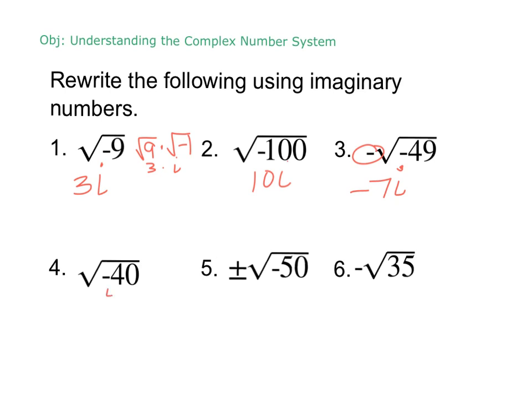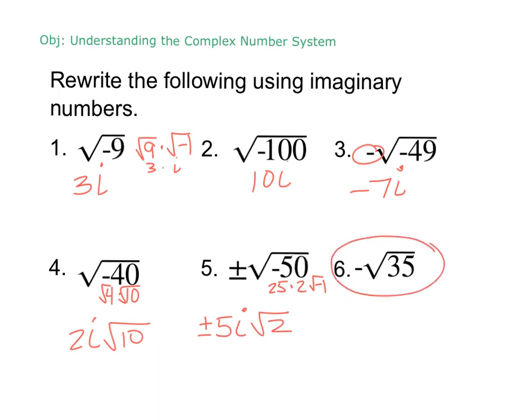This one we can simplify, that's 4 times 10. So 2. Now I'm going to throw that i in, root 10. Don't leave the negative underneath. Oh, and the i always goes in the front. This is 25 times 2. And then we have our square root of negative 1. So I'm going to do plus or minus 5 i, and then root 2. And then the last one, you can't simplify. It was a trick question. 35 is just 5 times 7. You can't do anything there.